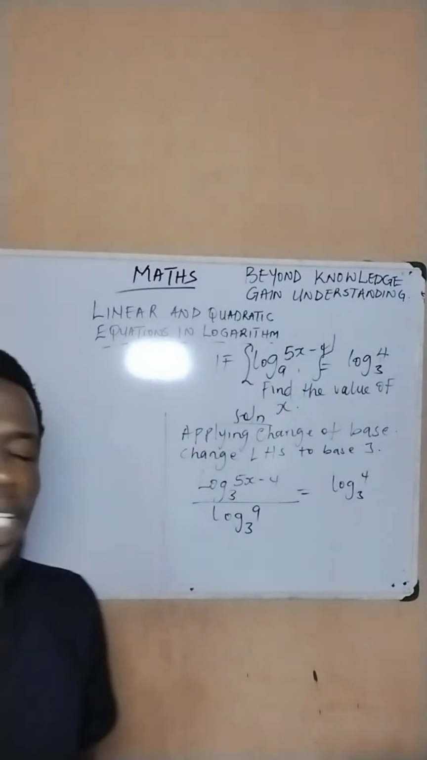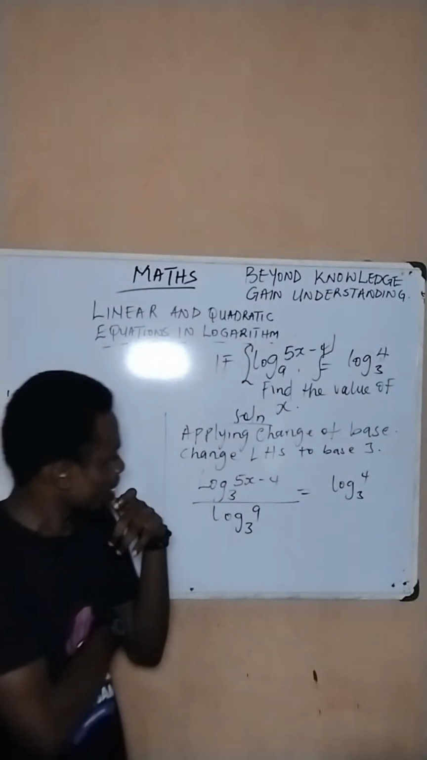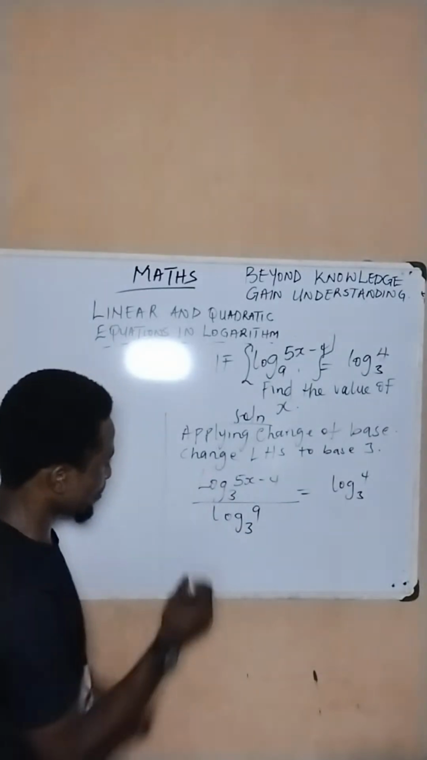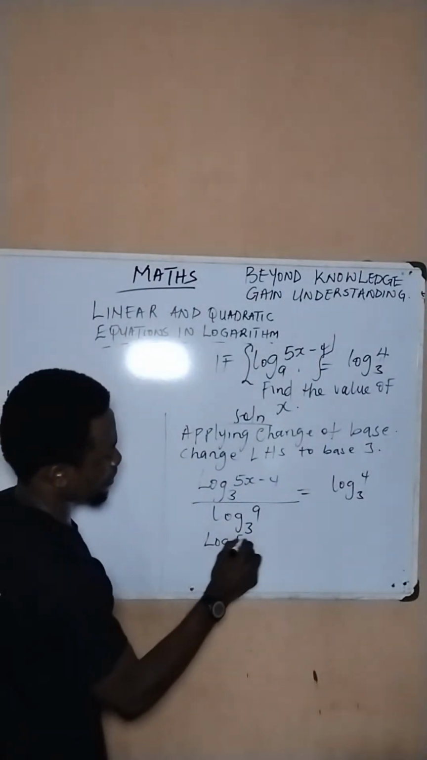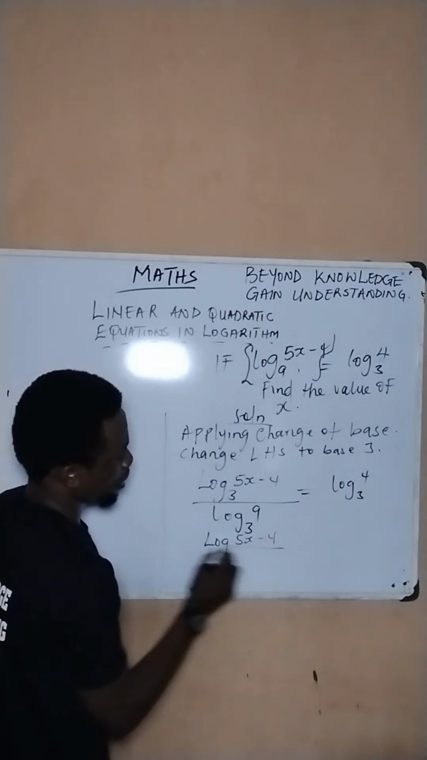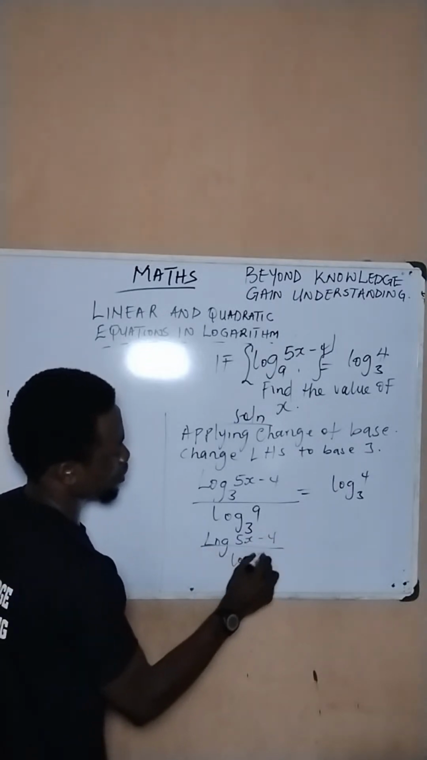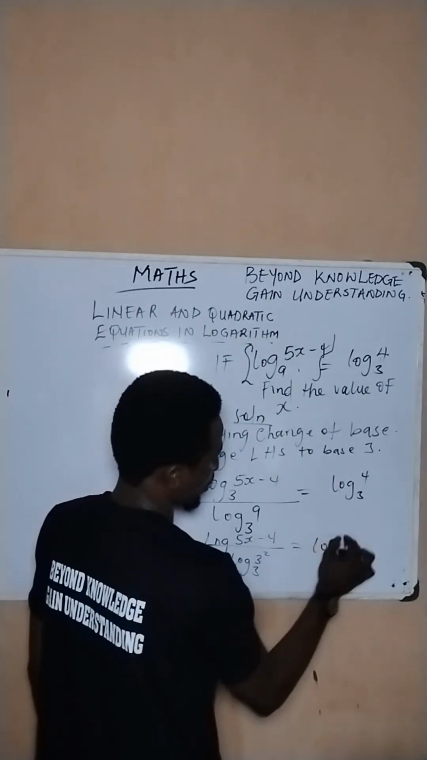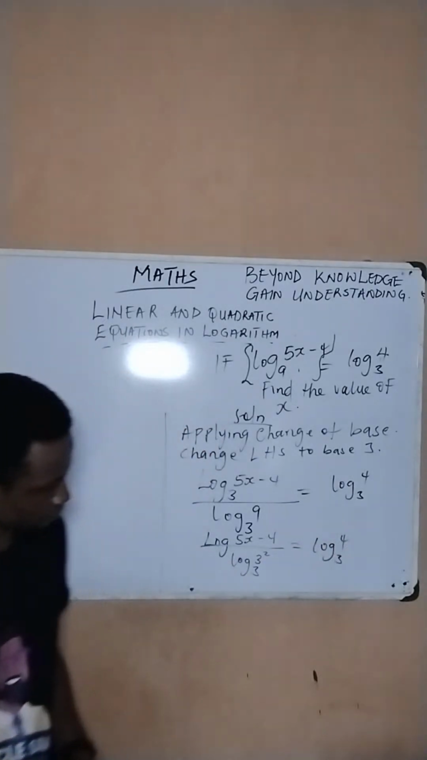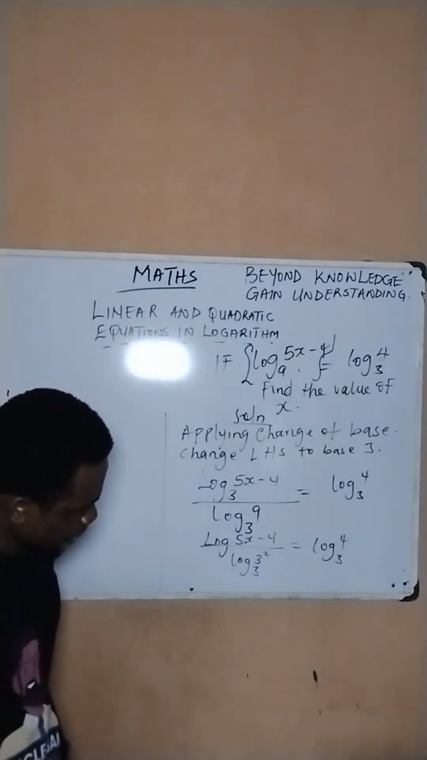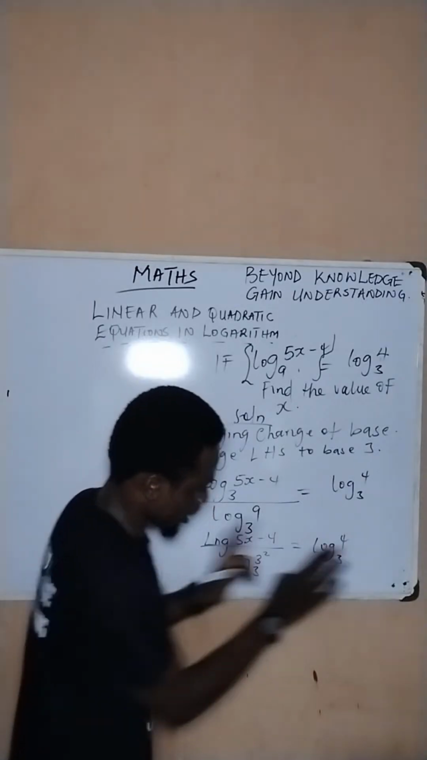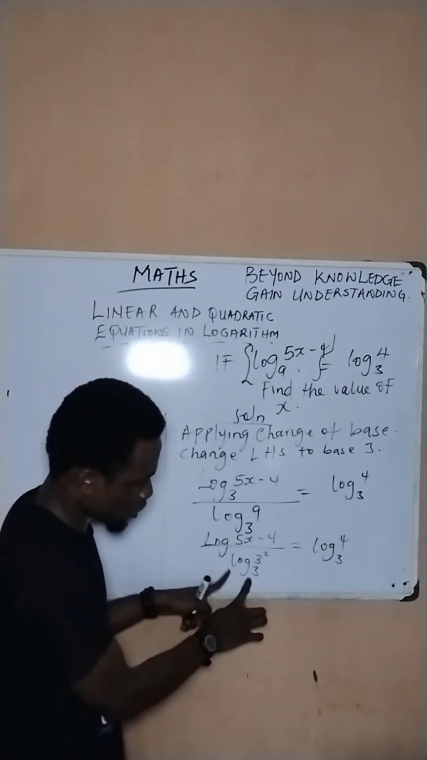Now, what can we do here? Well, I can simplify this 9 to become 3 squared. So this is something like saying the log of 5x minus 4 all over log of 3 squared to the base of 3 equal to log 4 base 3. This is where I am right now. Well, what can I still do? I don't want to touch this here. I don't want to touch this here. I can still do something here.